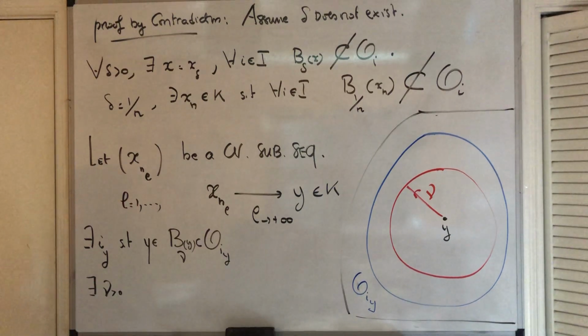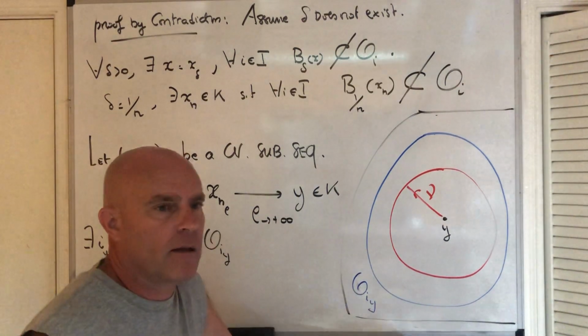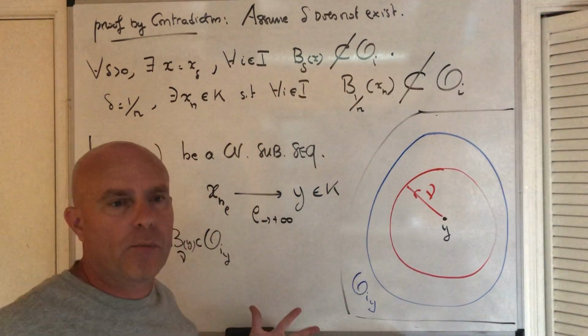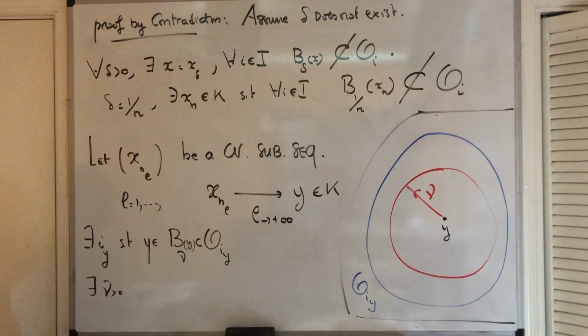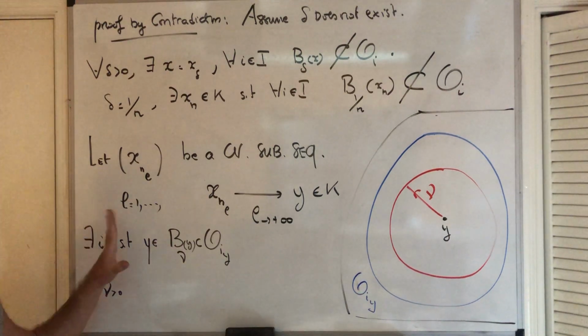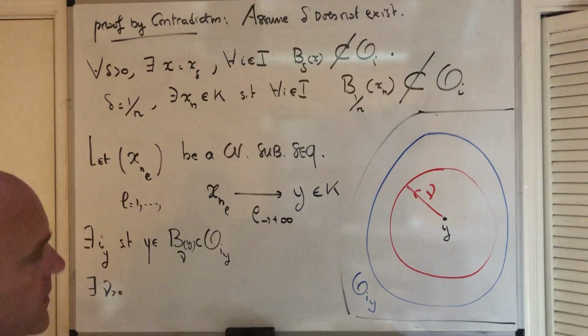Alright, so this is something which is quite clear because a point in the set is covered by an open set, and in an open set you can put a ball by definition. Don't ask me how large nu is, don't ask me which I it is, I have no idea, but those guys exist.